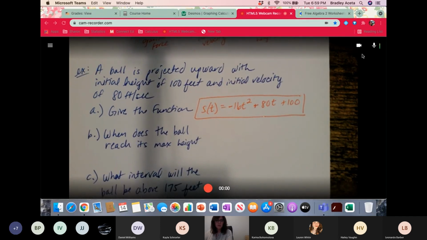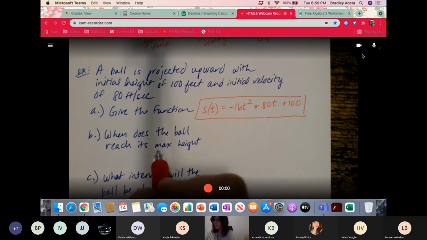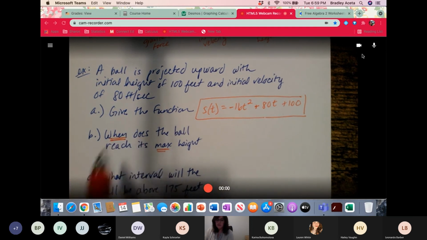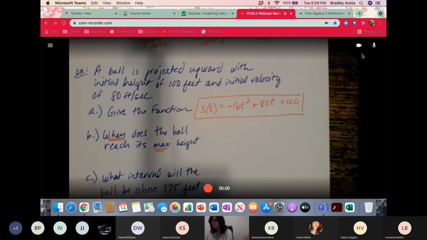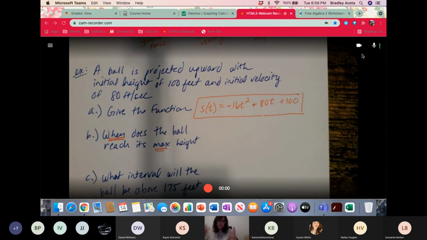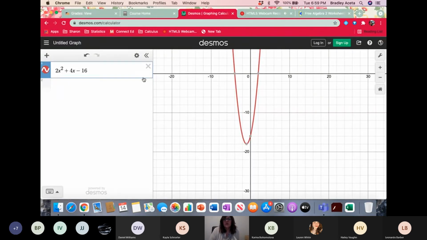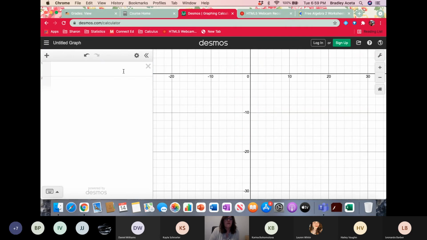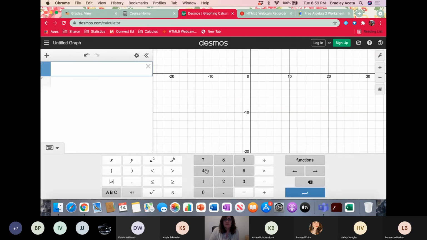When does the ball reach its max height? Okay, so I'm going to do this on Desmos again because I was playing around with it and I was like, wow, this is not so bad on Desmos. On my graphing calculator, I would have to change the window. Again, you can totally do it, you would just have to change the window. So let me just switch on over here to Desmos.